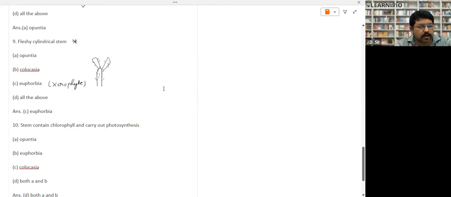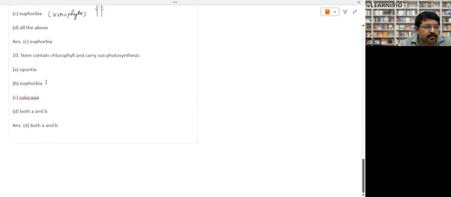The stem contains chlorophyll and carries out photosynthesis. Where? Opuntia. Even this question is important. This question has been asked.